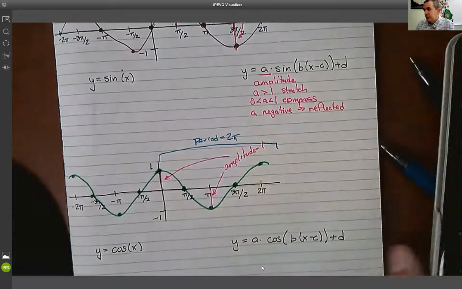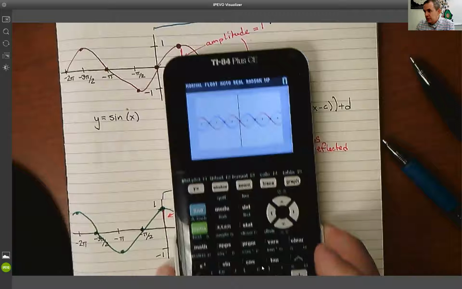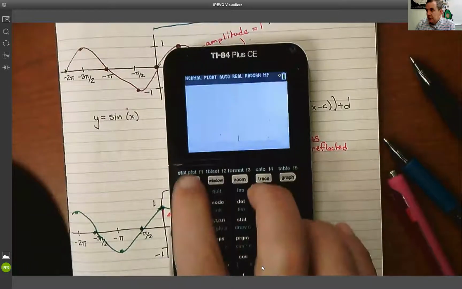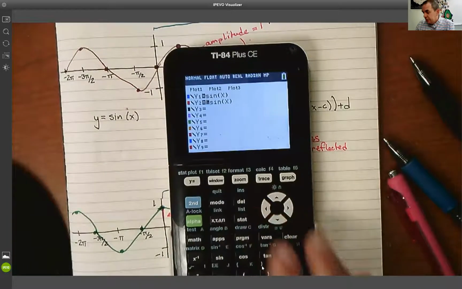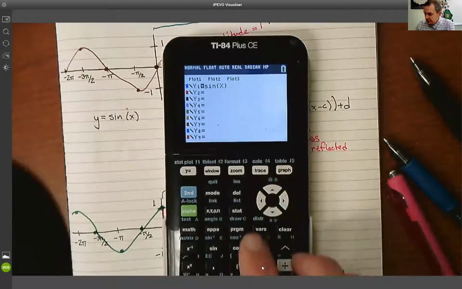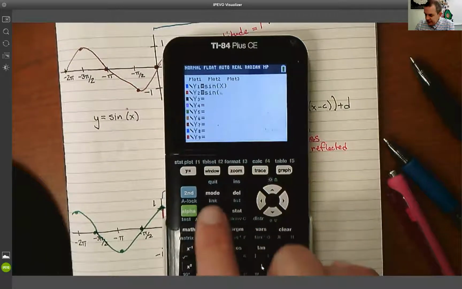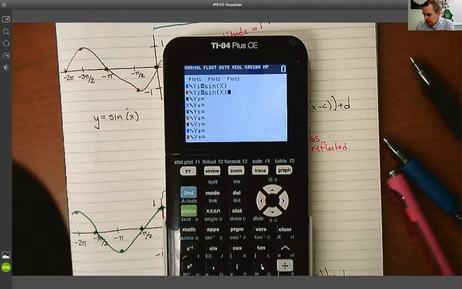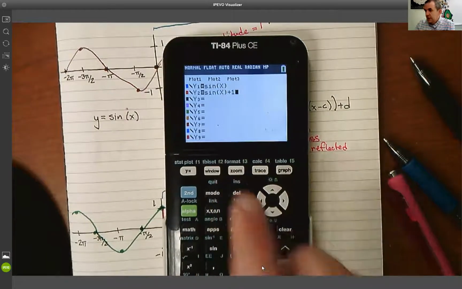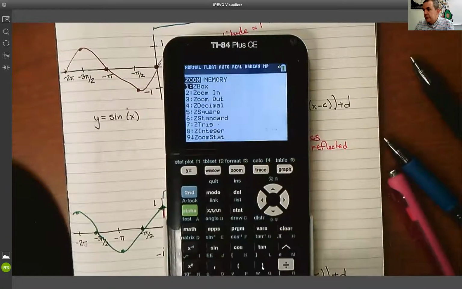Okay, so that's what happens when we play with the amplitude. We talked about that. I'm going to go back to my y equals, and I'm going to show you again what happens when we play with another thing. So I'm going to make this sine x, close the parens, important, plus 1. And now what I'm going to do is zoom 7 it.